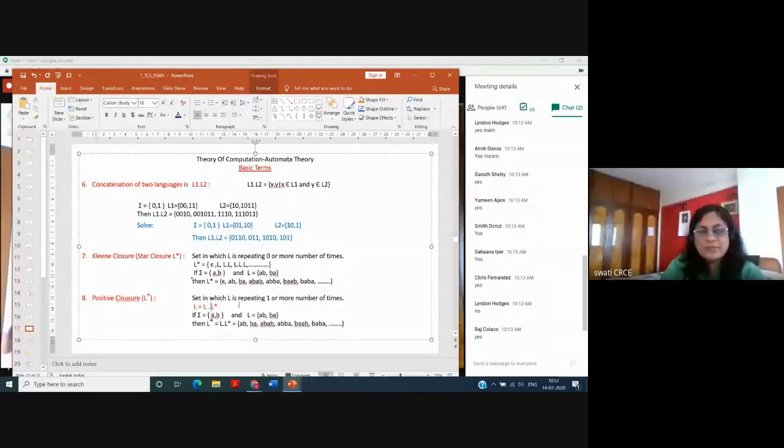One example: if sigma is equal to a, b and L is equal to ab, ba, then your L dot L star is L plus, which is at least for 1 time. So AB, BA is there, and then L dot L. L dot L will have 4 elements. L dot L means multiplying AB with BA. Okay, so we'll see what are the basic terms that we have studied.